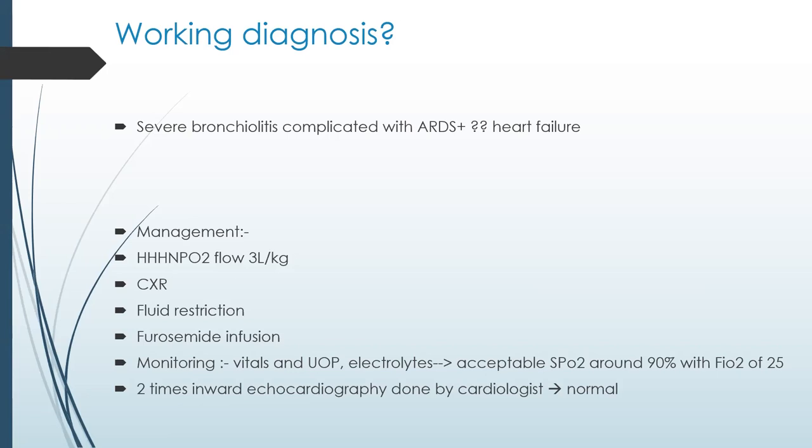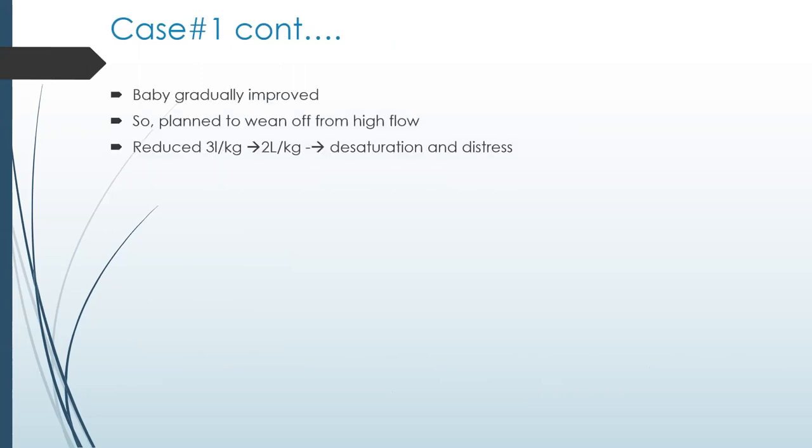Vitals and urine output, electrolytes were in acceptable range, and saturation was around 90 to 93 with FiO2 25. With the stabilization, echocardiography was done twice by the cardiologist in the ward, 2D echo, and it was normal. The baby gradually improved with restriction of fluids and furosemide. So we planned to wean from the high flow oxygenation, reducing from 3 liter to 2 liter.